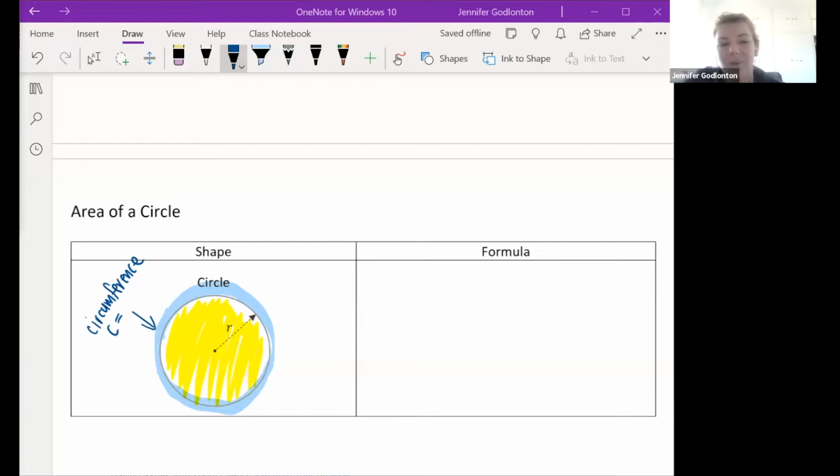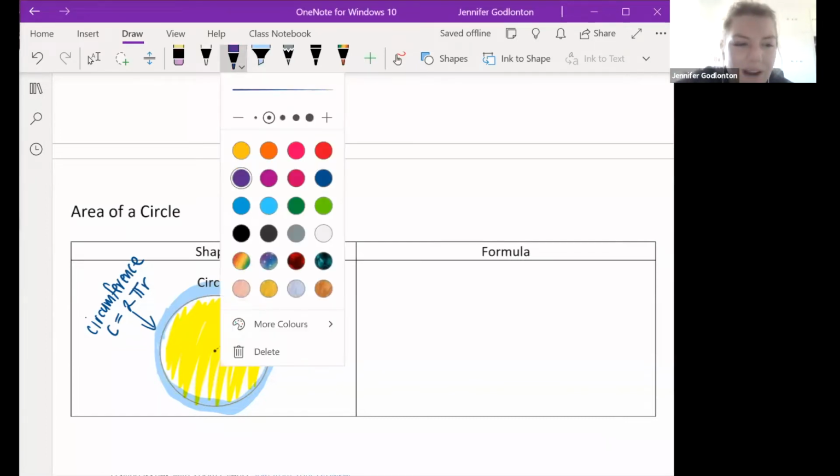Iman, can you help me out? What is my formula for the circumference of a circle? P equals 2 times pi r. Perfect. 2 times pi r. Love it. And that r is standing for our radius. So our radius is this part over here.